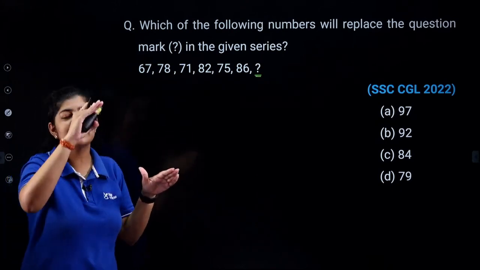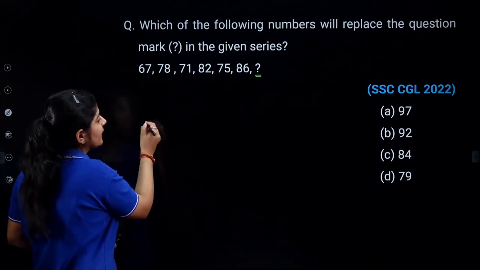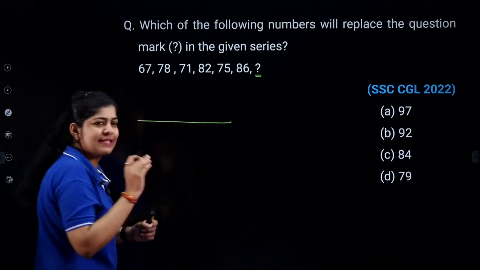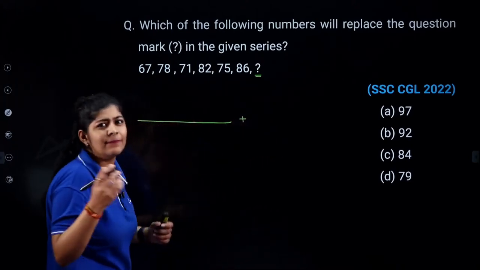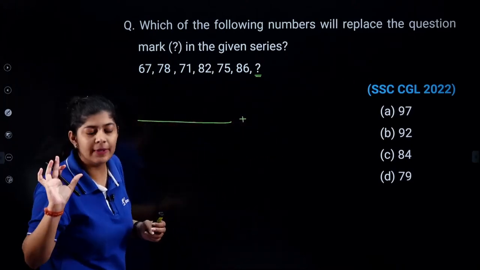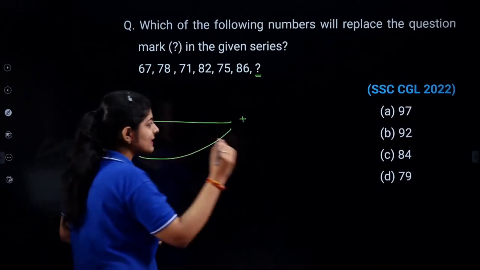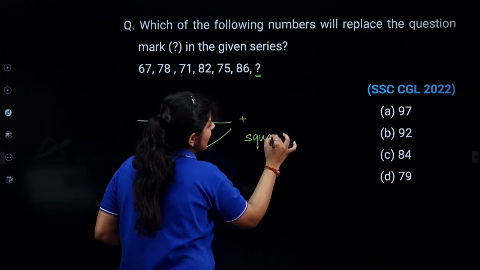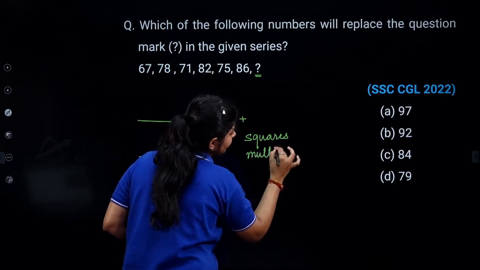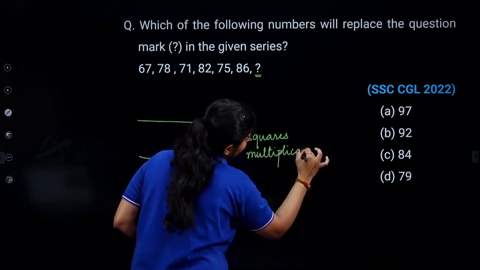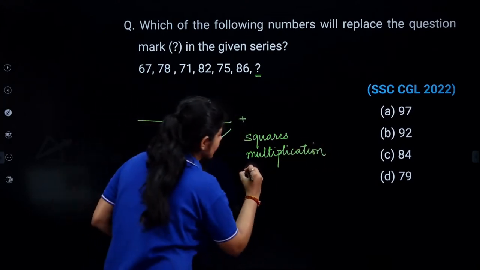The number is increasing, then decreasing, again increasing. If there is a normal increase, then we can say that there is a pattern of addition or some multiplication with small numbers, right? But if there is a sudden increase, then we can simply say that maybe there are chances of squares or some multiplication or some mixed mathematical operation.